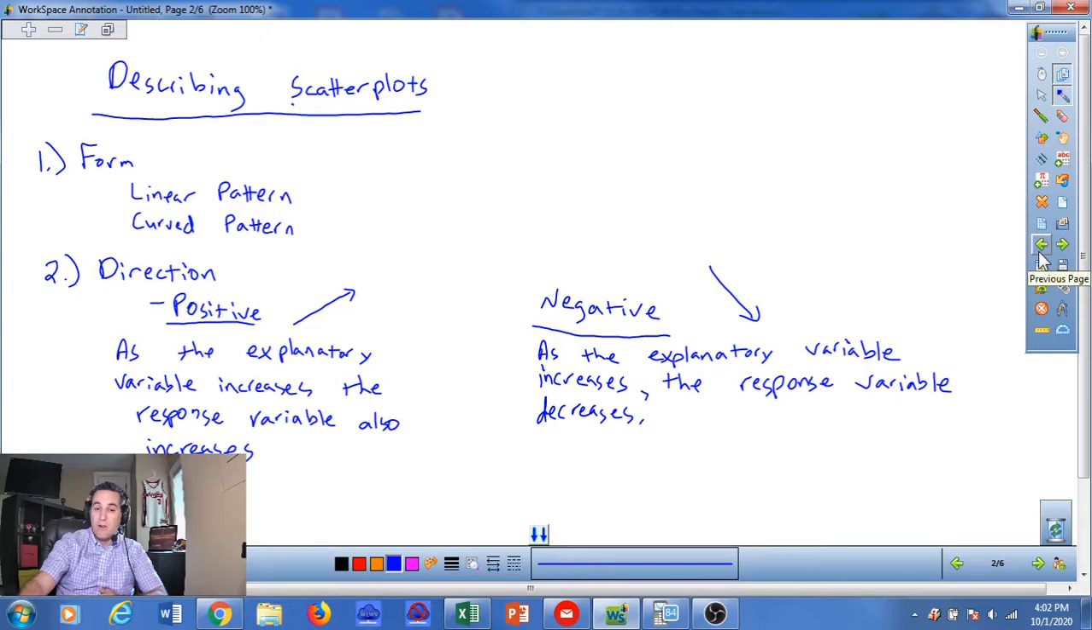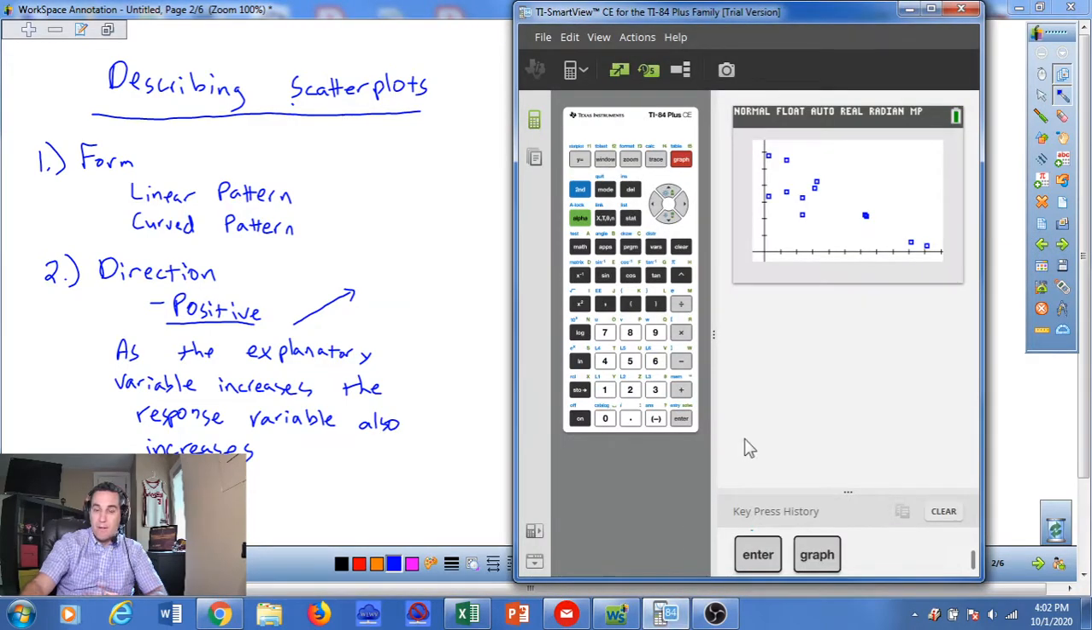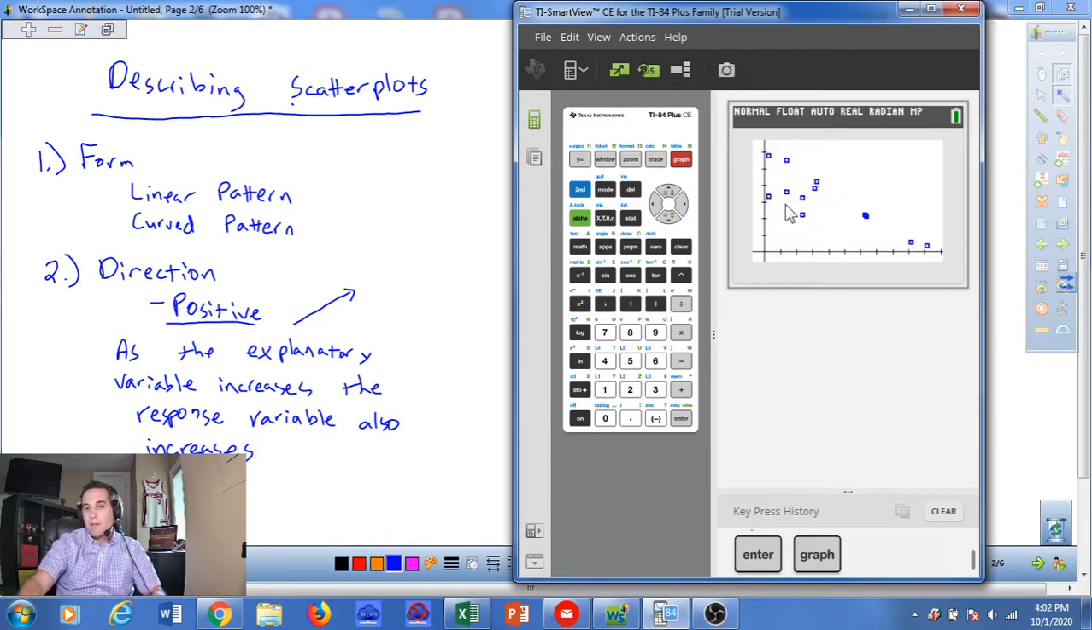Okay, we talk about what kind of form do we have, then what kind of direction do we have. So let's go back to our graph right there. What form does that have? Right? Looks like a linear. I don't see much of a curve. Now, if these points had been down here farther, then maybe I would have said curved, but these look pretty linear. I don't care that these are down here hanging out. And then what direction are these going?